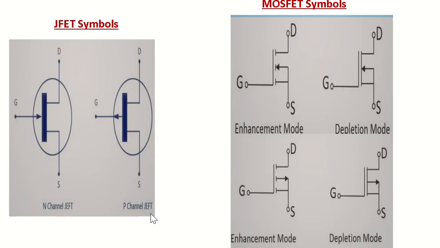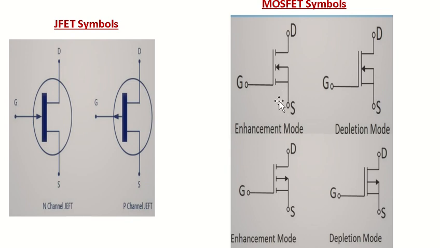Then we have come across the symbols. For N channel JFET and P channel JFET, N channel means the arrow is coming towards the gate, and P channel means, as I told, leaving the gate. Technically it points out the flow of current. For MOSFET, we come across enhancement and depletion. The upper two, enhancement and depletion, are for N channel, and the lower two, enhancement and depletion, are for P channel.